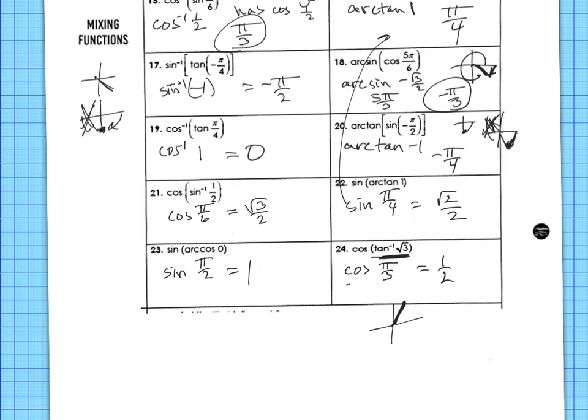Please make sure you have the unit circle available, whether you pull it up on your phone or you have the actual paper to look at. Make sure you have that. This is going to be real hard to do without it.